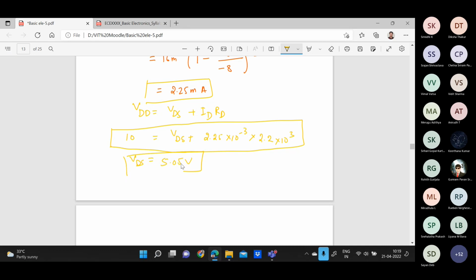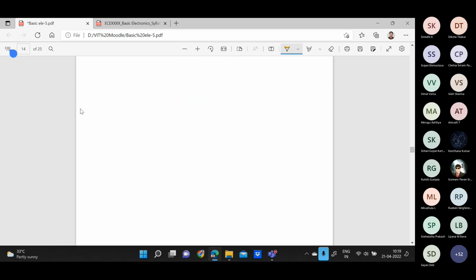Okay. So this is one type of circuit. I will tell you some different circuits here. The next question is similar to this one. For example, you have a circuit like this. Don't bother about these capacitors. They are used when we go for the amplifier analysis.